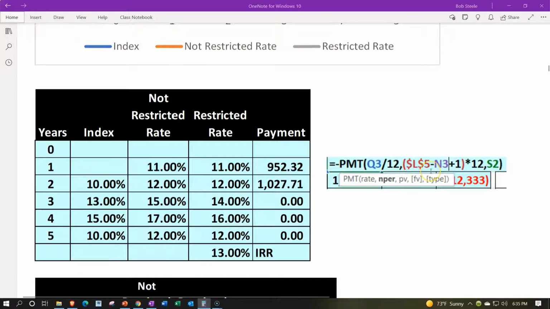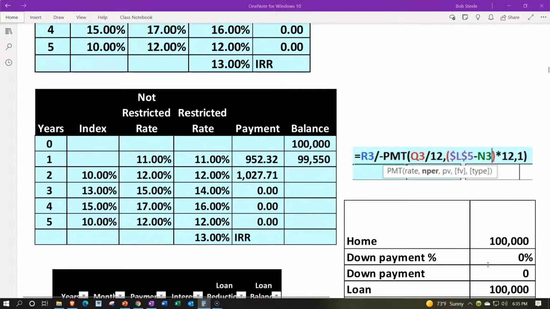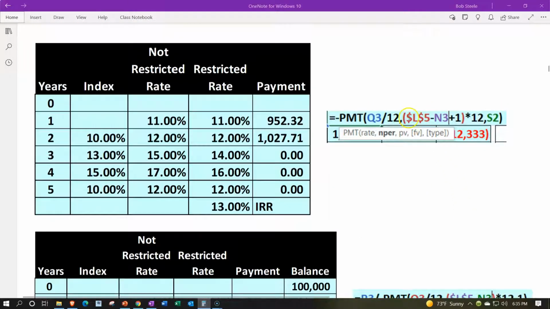We start with the L5. L5 is going to be the 30 right here, which is in our data set. Therefore, it needs to be absolute, so when we copy it down, it doesn't move down. Dollar sign before the L and the 5, minus the N1, which represents this cell over here, number 1. That one we do want to copy down.